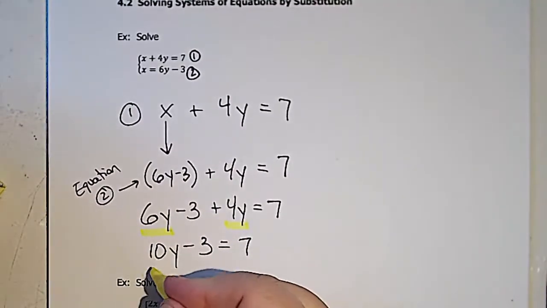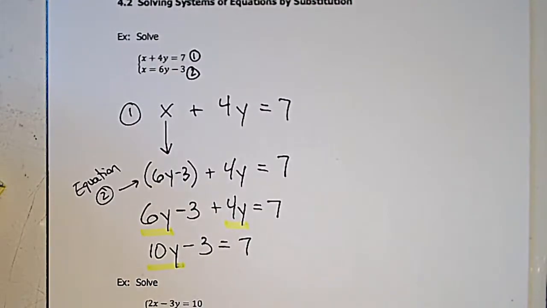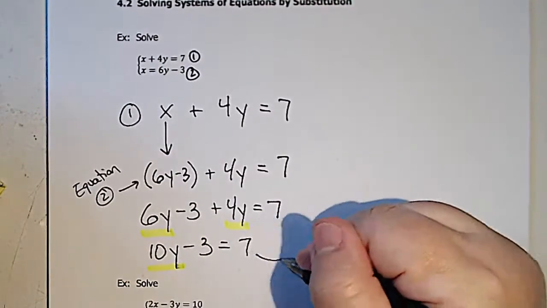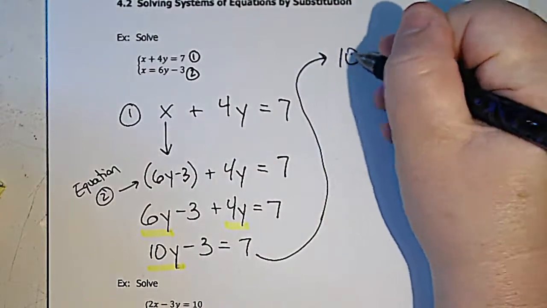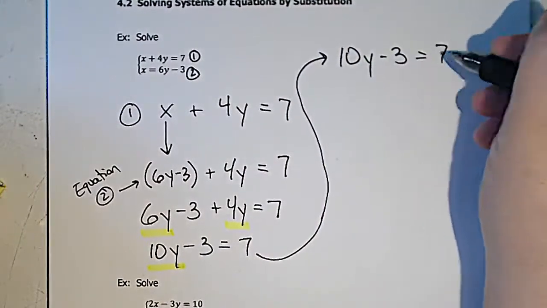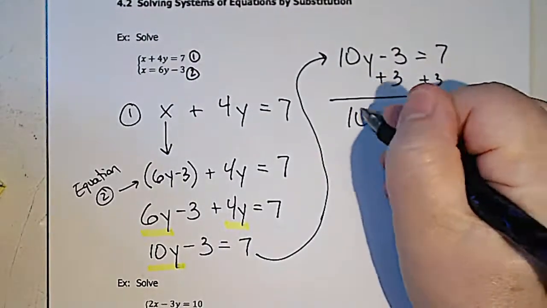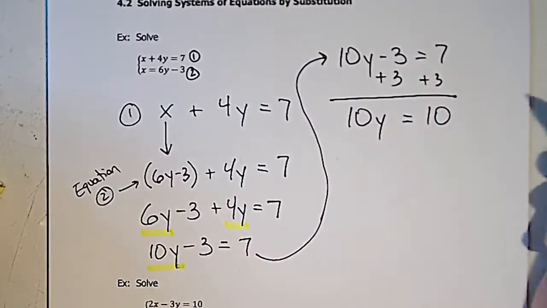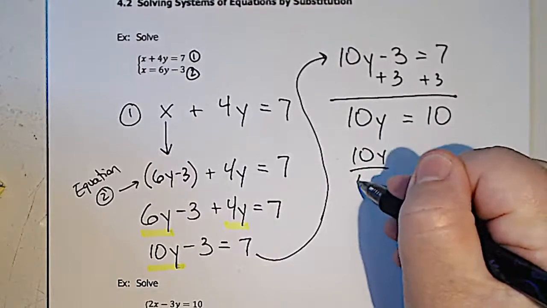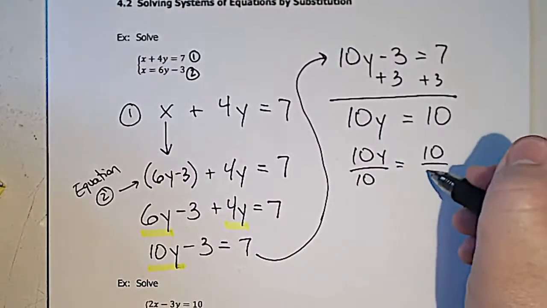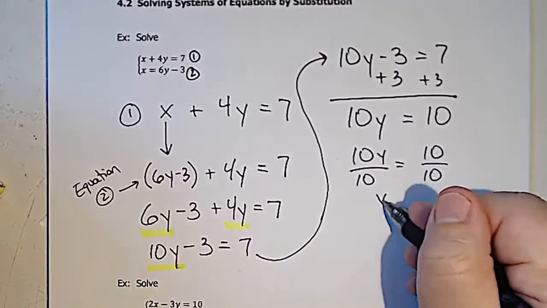Okay, so now what can I do with that? Well, among other things, 10y minus 3 equals 7. I can add 3 to both sides and get 10y equals 10. Or 10y divided by 10 equals 10 over 10. So y equals 1.